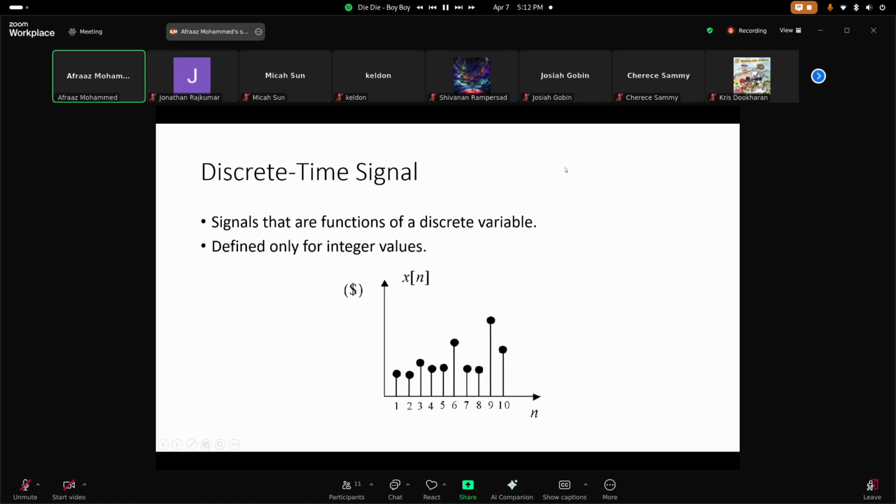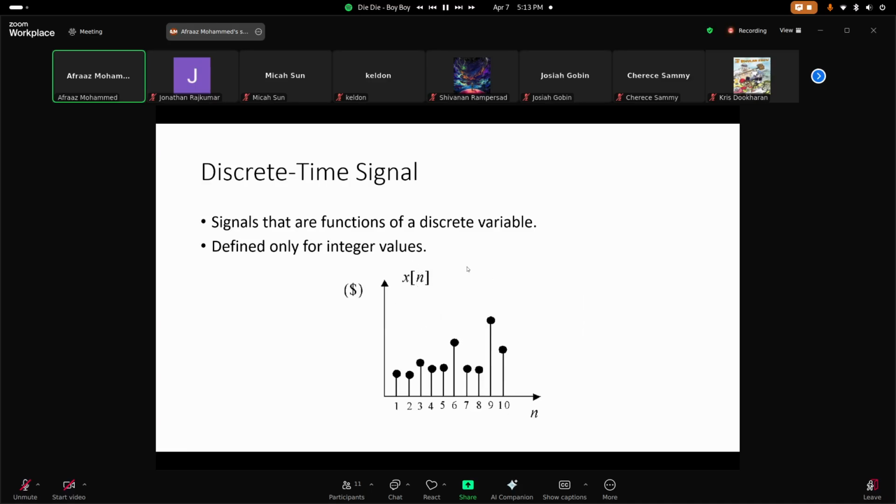The other one is discrete time signals. These signals are functions of a discrete variable, right? So it could be different sampling points. And these variables are usually in the form of an integer value. So on the x-axis for discrete time signals, it's normally in terms of n, right? And on the y-axis is normally some function of n, right?